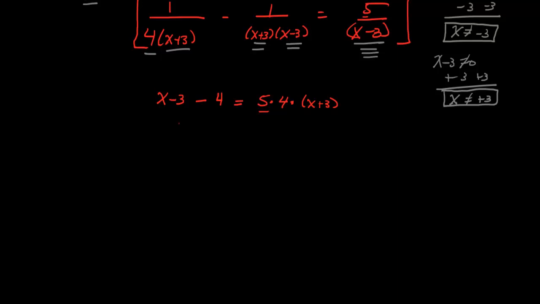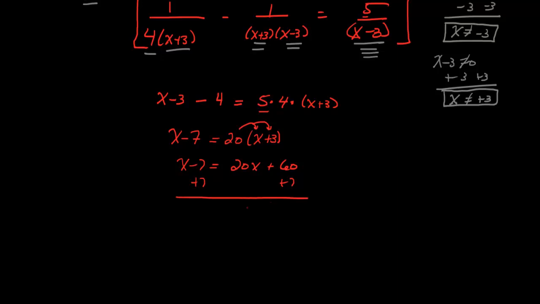So we're going to get x minus 3 minus 4, which gives us a value of x minus 7. And that's going to equal 5 times 4, which is 20, still times the quantity of x plus 3. We get x minus 7 equals 20x plus 60. We distribute our 20 to both of these two terms. And now we're going to simplify and combine similar terms on both sides. So I'm going to add 7 on both sides, and I get x equals 20x plus 67.